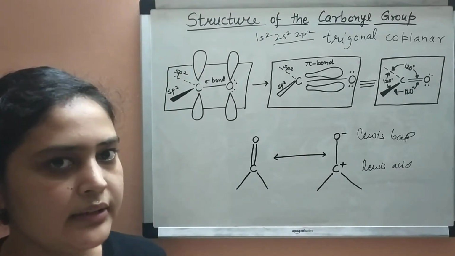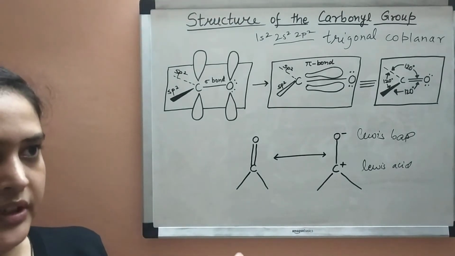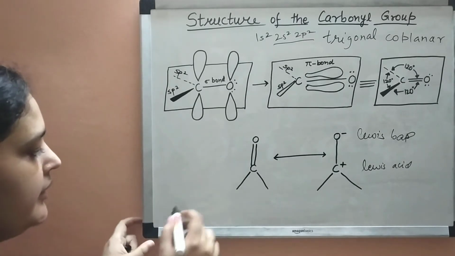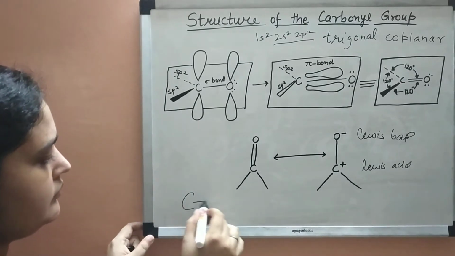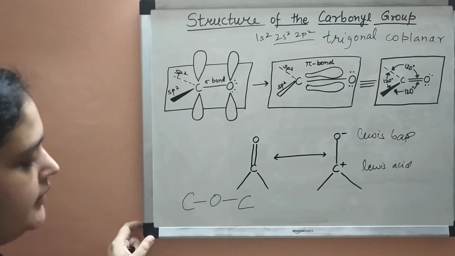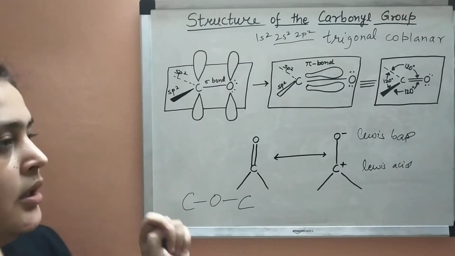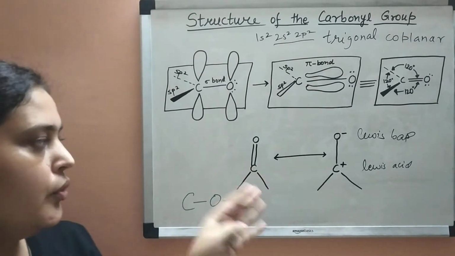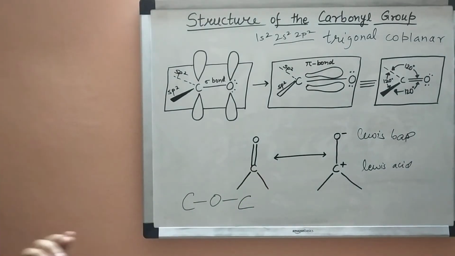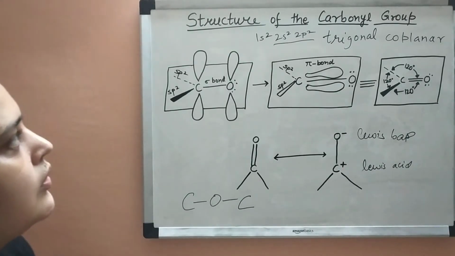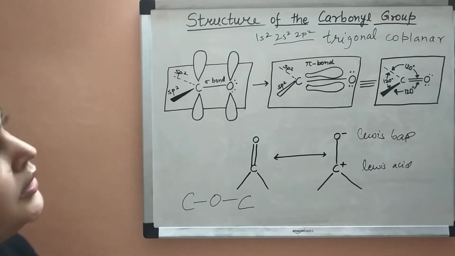One thing more, that it has some polarity. If we compare it with the ether, that is ROR, where carbon is attached to oxygen, it is more polar than ethers. So carbonyl group is more polar than ethers. So this was all about the structure of carbonyl group.